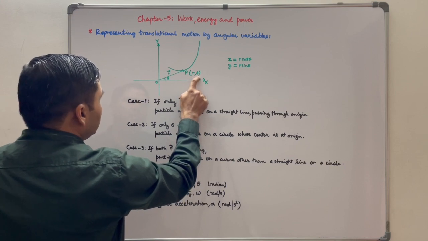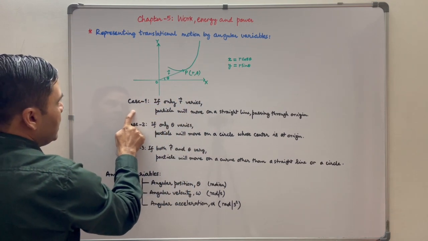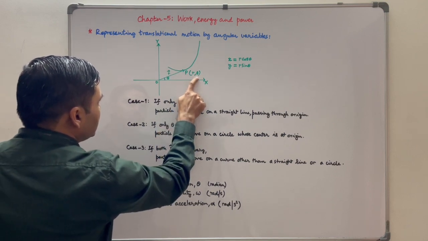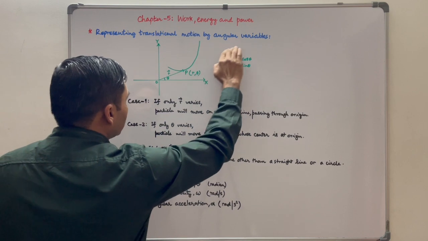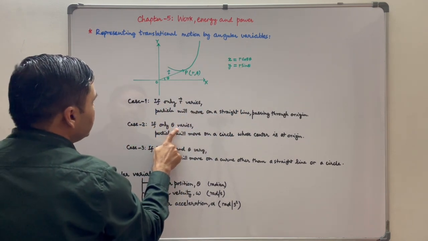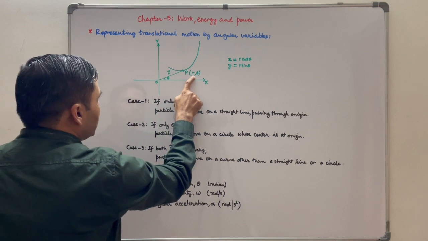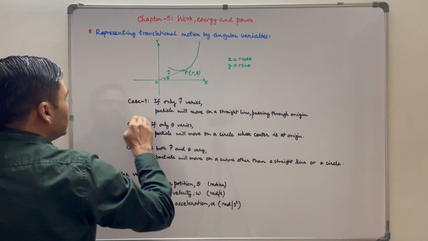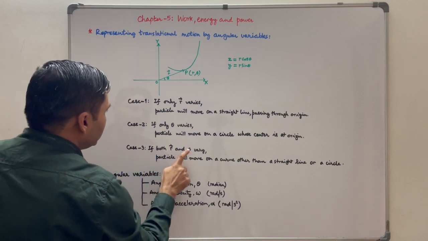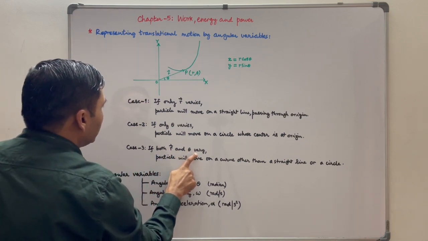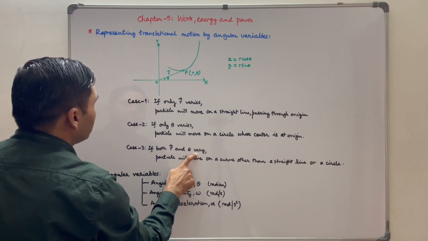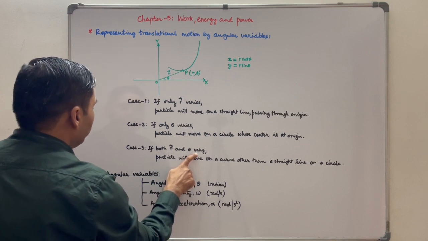Let us consider three cases. Case 1. If only r varies, theta is constant. That means particle will travel in a straight line. Case number 2. If only theta varies and r is constant. That means particle will travel on a circular path. Case number 3. If both r and theta vary, that means particle will neither travel on a straight line nor on a circle. It will travel on some other curve.